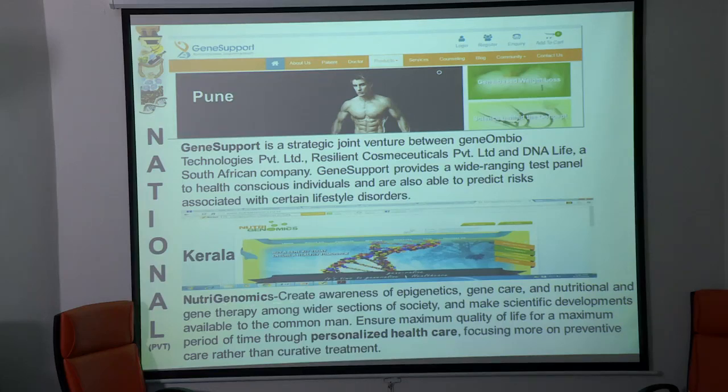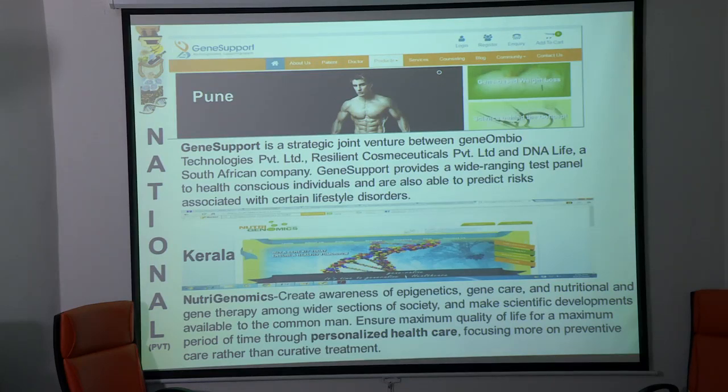Then in Kerala, there's a Nutrigenomics center which creates awareness of epigenetics, gene care, and nutritional and gene therapy among the wider sections of society, those who are highly aware about nutrition and its impact on health. They make scientific developments available to the common man, those who are more aware and educated. And they ensure maximum quality of life for the maximum period of time through personalized healthcare. The main idea is to give personalized healthcare because every genome has an imprint which can be identified through genome analysis as to how and in what way it should be treated. So the main idea for all of them is to prevent rather than cure.